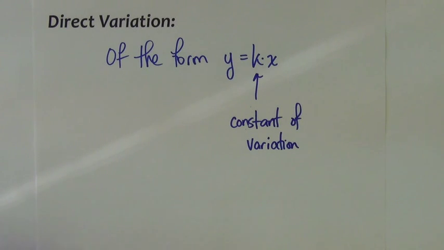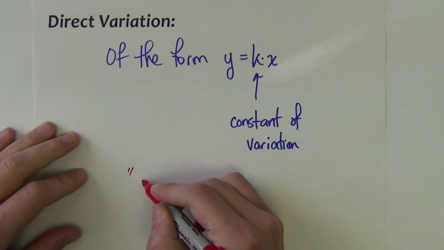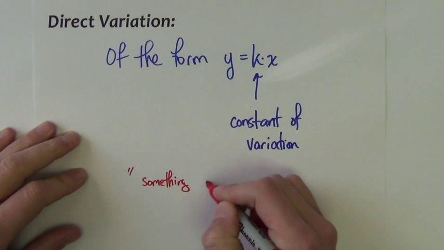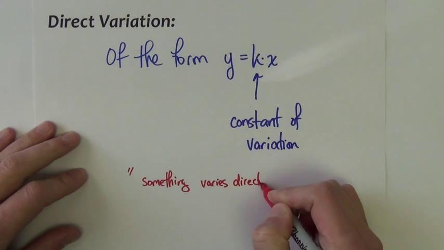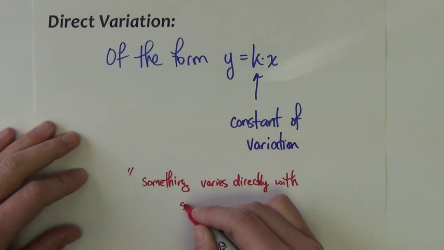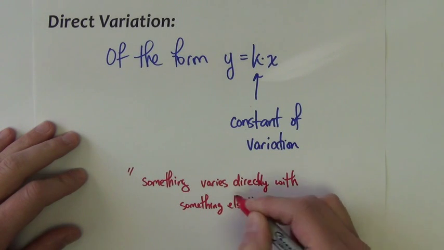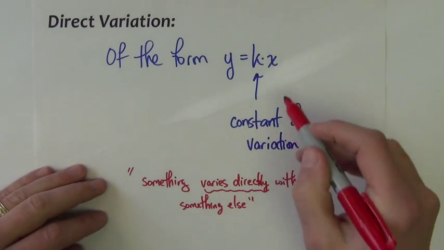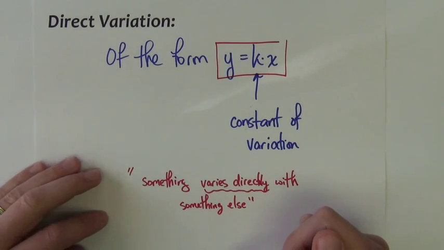it's easy to recognize any of the types of models we'll go over today, because you'll read in the problem that something varies directly. Something varies directly with something else. You will see within the text of the problem the words varies directly, which is going to lead you to that mathematical model.